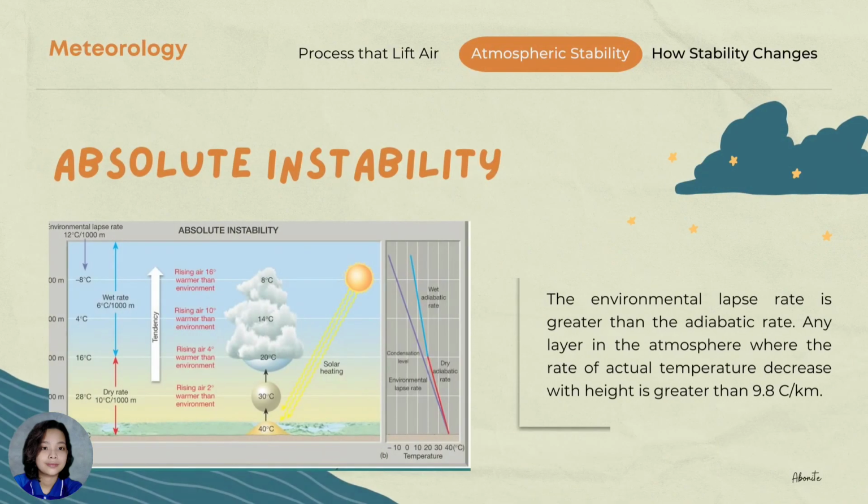In absolute instability, the environmental lapse rate is greater than the adiabatic rate. This is any layer in the atmosphere where the rate of actual temperature decrease with height is greater than 9.8 degrees per kilometer, which is rapid cooling with height. These are termed superadiabatic lapse rates. They most commonly occur at the surface during strong solar surface heating.